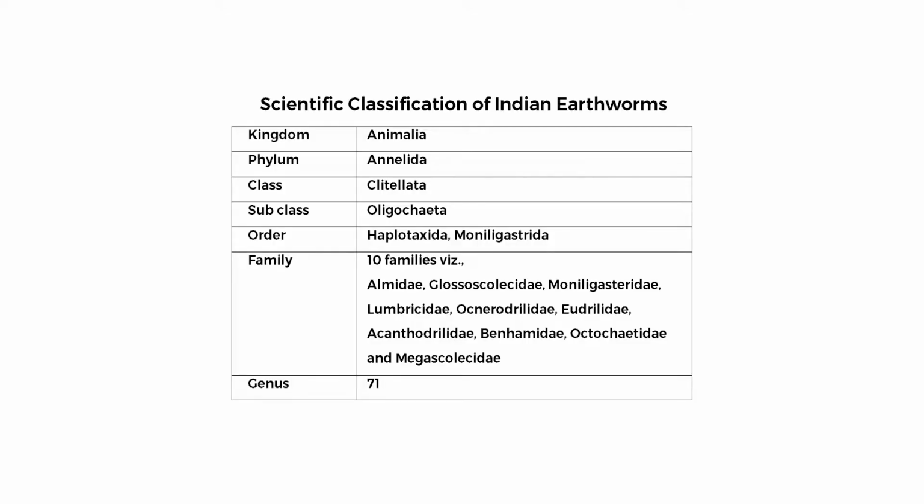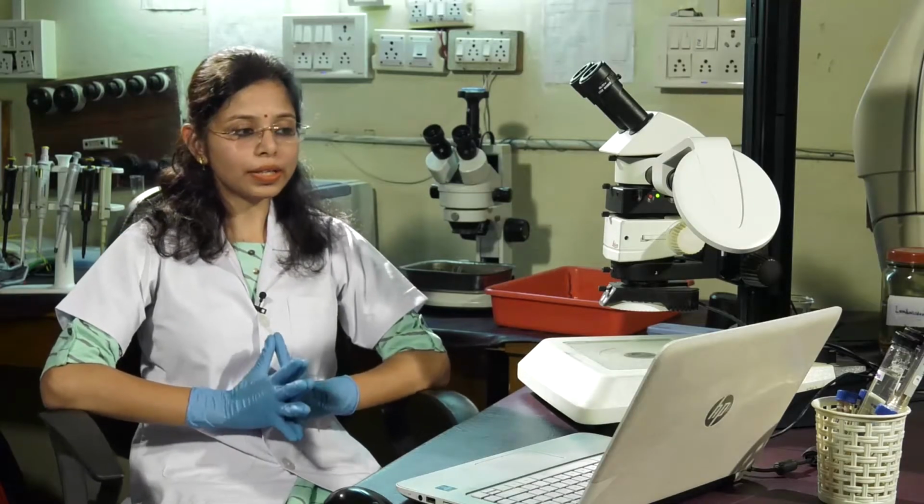Out of these 10 families, only species of 4 families are used in vermicomposting, that is Moneligastridae, Udrilidae, Lumbricidae and Megascolecidae. Let's start with the basic structure of earthworm. Earthworm belongs to phylum Annelida, kingdom Animalia, and is a terrestrial organism which lives in burrows. On the basis of their habitat, feeding and burrowing habits, earthworms are grouped into 3 categories.